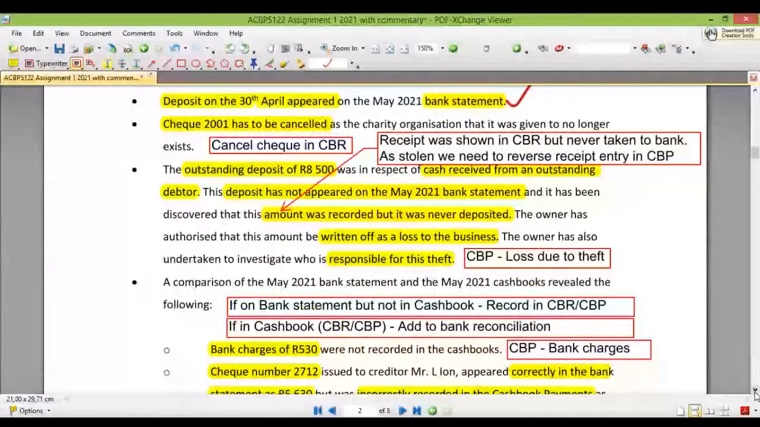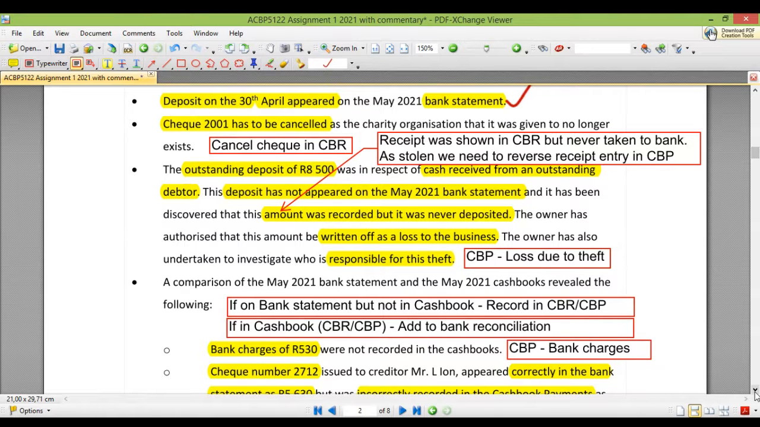Then they made a comparison between your bank statement and your cash books. What I want you to remember: if it's on the bank statement, but it's not in the cash book, you either put it in the cash book receipts or the cash book payments. Anything that is money coming in goes to the receipts. Anything that is money going out goes to the payments. So that is the general rule.